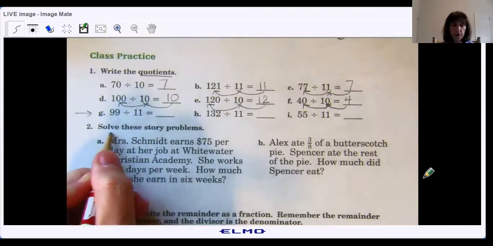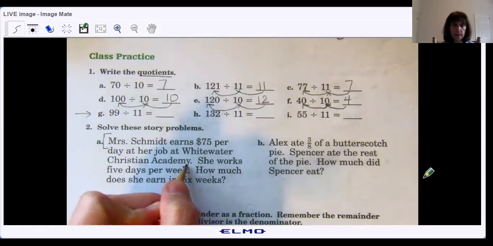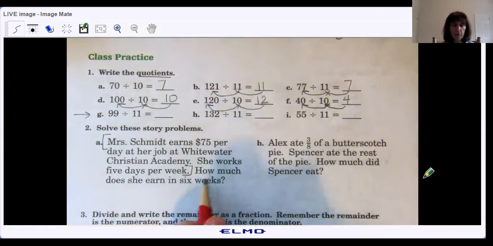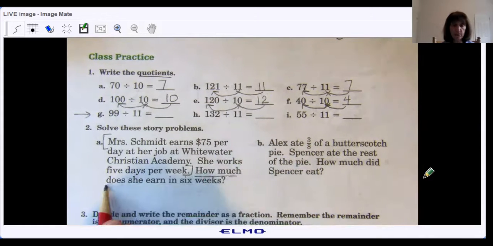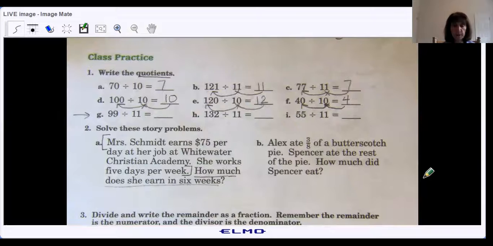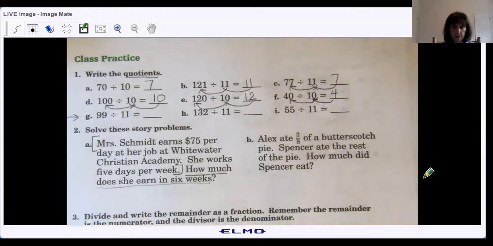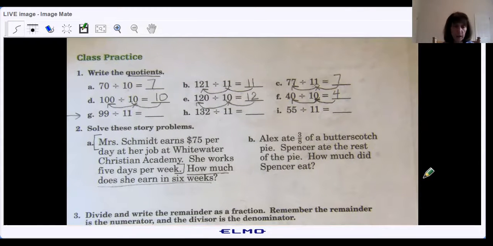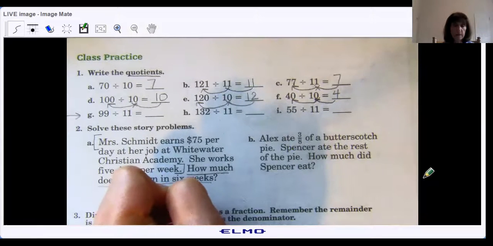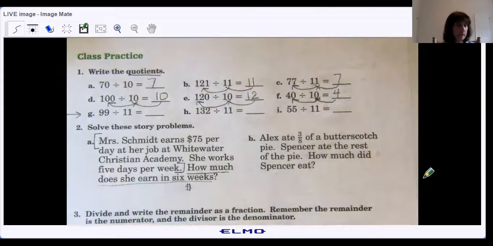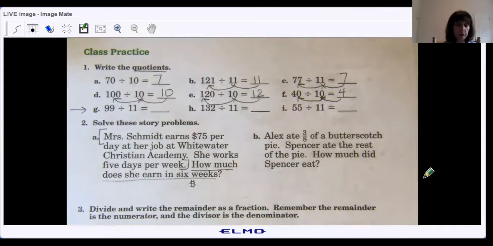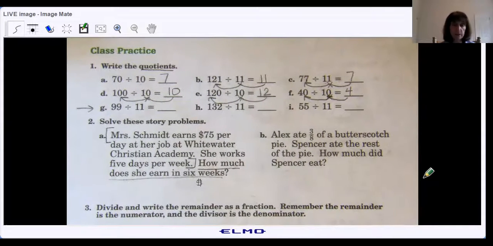How much does she earn in 6 weeks? Okay, how much does she earn in 6 weeks? Now, you know this is going to be a money problem, a money answer. So you're going to put a dollar sign and circle it and say what? In 6 weeks, she earns whatever the answer is. I'm not going to do it.